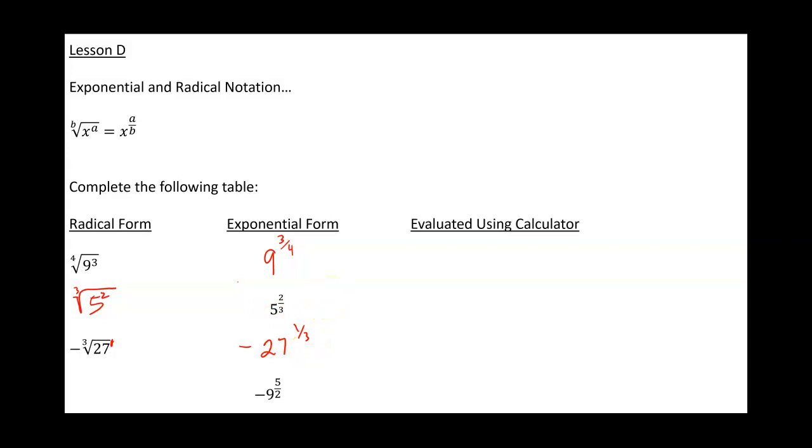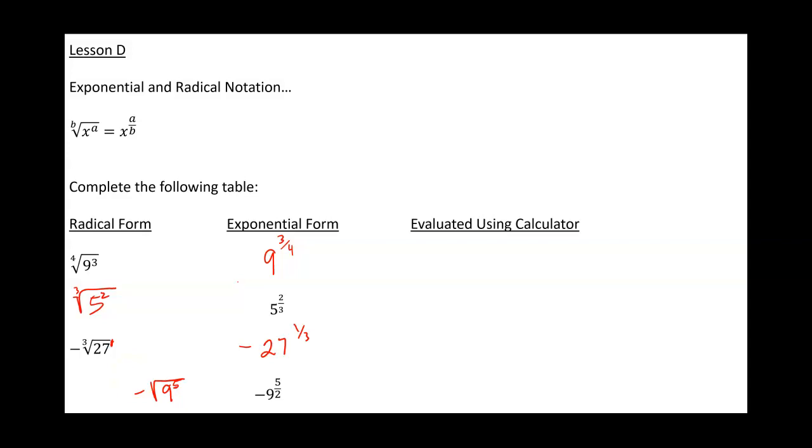Okay, and then finally we have negative 9 to the 5/2, so the denominator is always going to be the root. When you have a second root, you don't write that because square root is assumed to be a second root. So we have negative square root of 9 to the 5th power, and the numerator becomes the exponent. Notice the negative stays outside the radical and not inside. Now we can evaluate all these using a calculator.